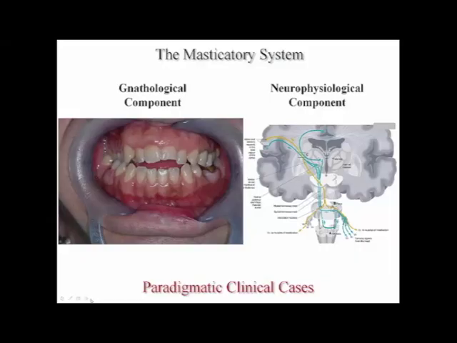Before continuing, I would like to point out some concepts regarding the paradigmatic clinical cases. The NGF approach is to consider the masticatory system as a coin with its two specific faces. It would be impossible to give value to a coin taking into consideration the value of only one side. In the same way, we can't detach the gnathological component from the neurophysiological one. We can't make a diagnosis of malocclusion without turning the coin and looking at the other face.